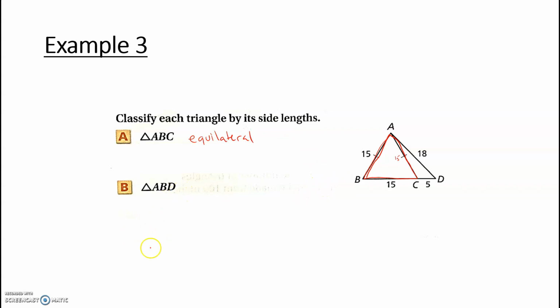A, B, D. All right, so I'm going to change my colors. A, B, D is the whole thing. So it looks like 15 is this side, 18 is this side, and then B to D is 15 plus 5, which is actually 20. So we have a 15, an 18, and a 20. Those are all different, so we're going to call this scalene. All right, so that's by side lengths. So you can classify by angles, or you can classify by side lengths.